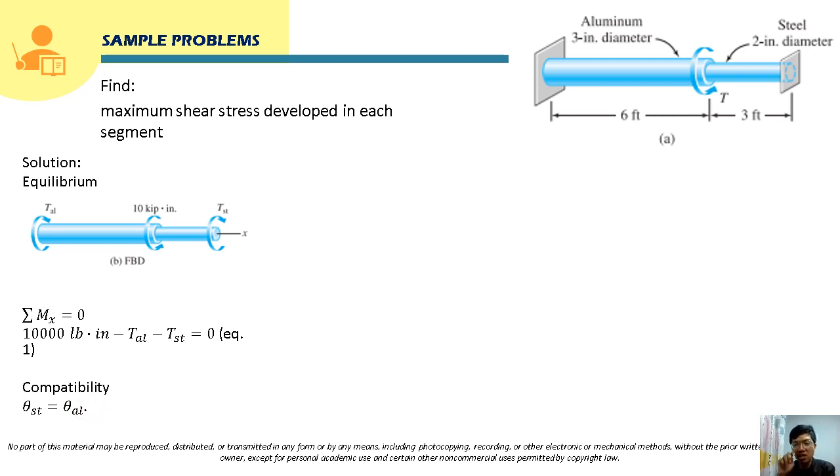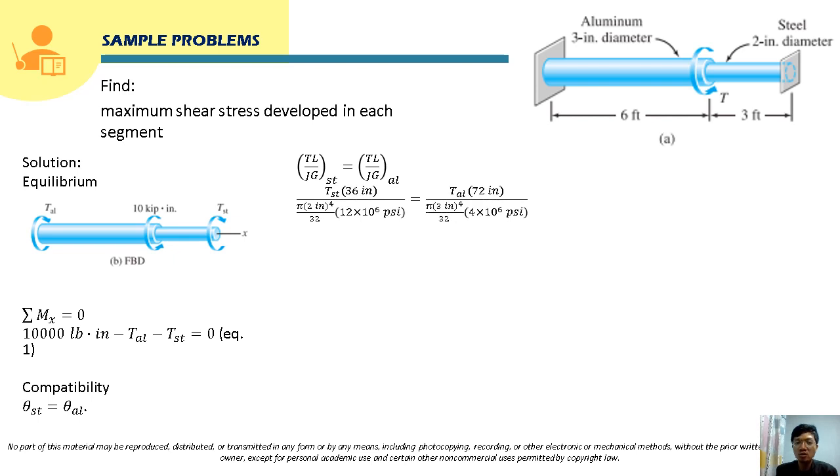From here, class, we are going to express this angle of twist in terms of TL over JG. This will be for the steel and this will be for the aluminum. And we are just going to substitute the values here, starting with the length of the steel. So this is the steel, and this is 3 feet. We will convert this to inches. So 3 feet times 12, that will be 36 inches.